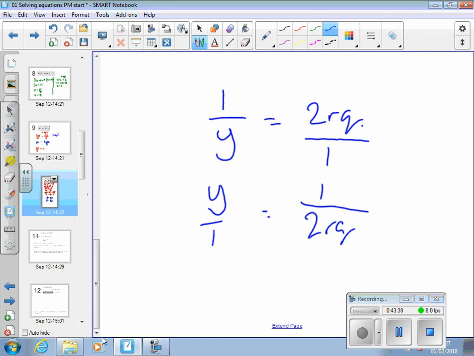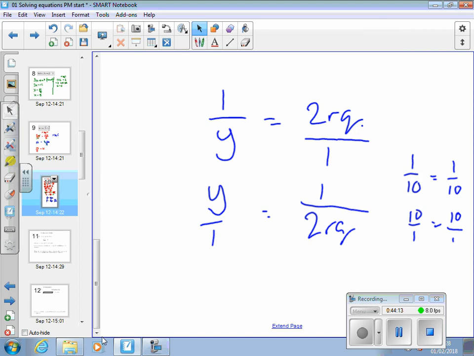If the variable y is on the bottom of a fraction, step 2: take the reciprocal of both sides. Take the reciprocal of both sides. Fine. Little trick perhaps to make.